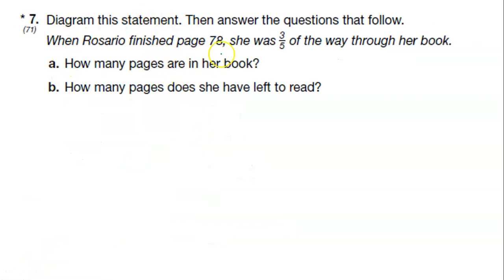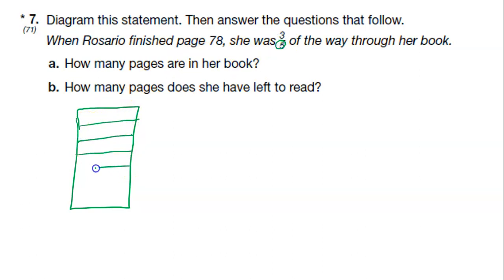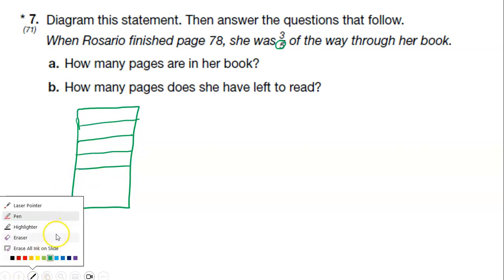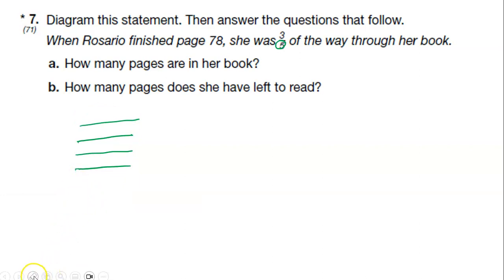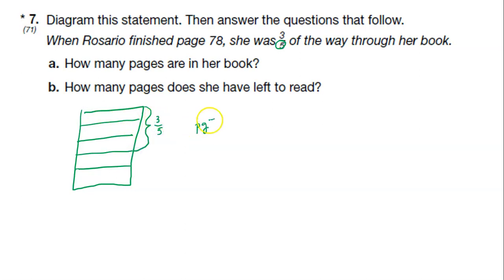Okay, diagram this statement, then answer the question. When Rosario finished page 78, she was 3/5 of the way through her book. 3/5. So this tells me how many boxes I need. So let's see, 1, 2, 3, 4. I just need 5 boxes. Why does it look so wonky? There we go. So 3/5 is here, and she got to page 78.